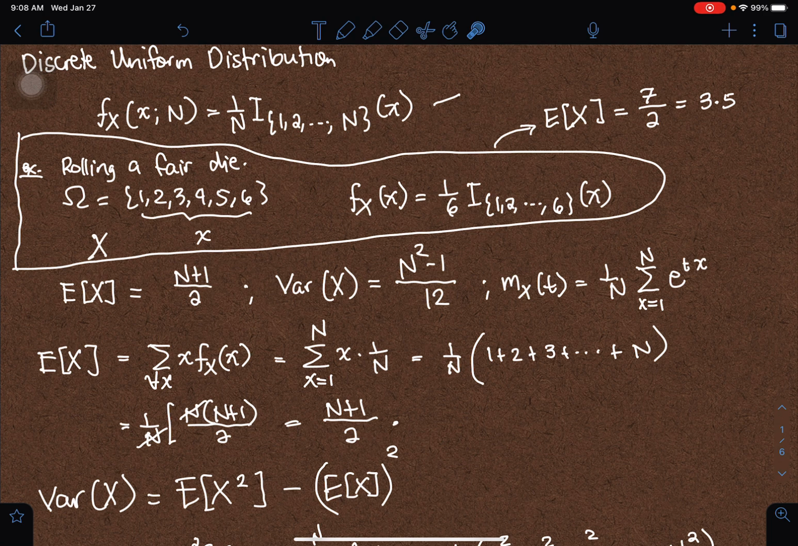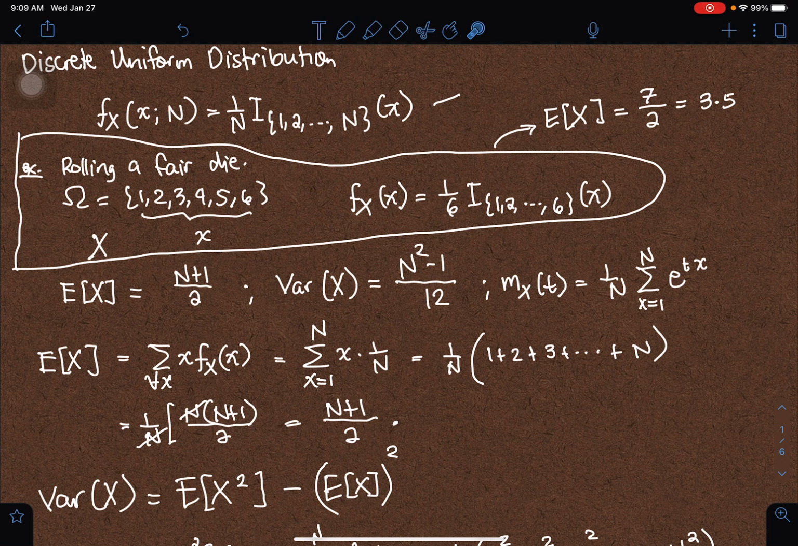Now, if we're going to define a random variable here that will have a discrete uniform distribution, we can just consider x to be the number of dots that we observe when we roll a fair die. In that case, x will also have 6 possible values, 1 through 6. And therefore, the probability mass function of the random variable x will be f sub x of x equal to 1 over 6 times the indicator that x takes on the values 1, 2, up to 6.